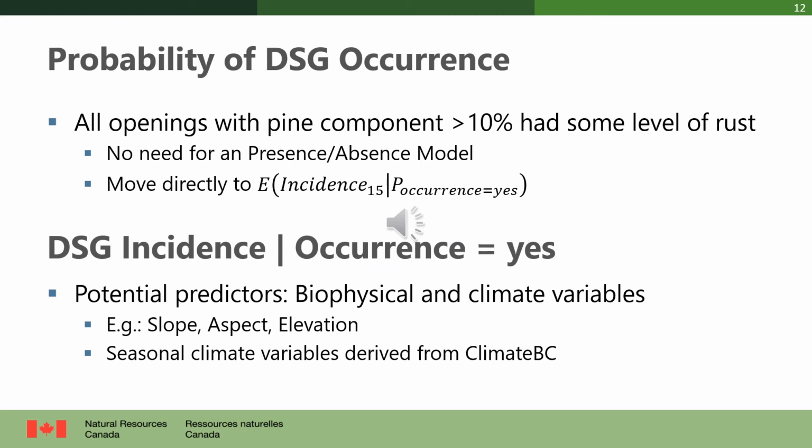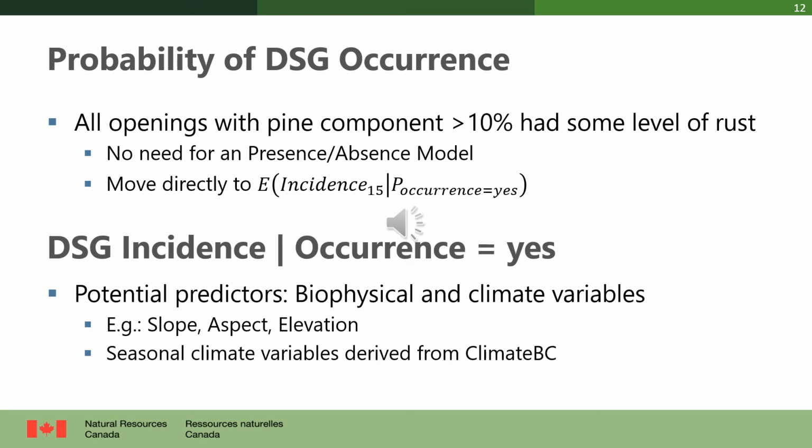So it turned out, after examining data from the Mackenzie TSA, that any opening that had a pine component that exceeded 10% had at least some level of rust. Since this was a rather simple filter to apply, there was no need to develop a presence-absence model. This would have been, as you recall, the first part of the hurdle model. Nevertheless, I wanted to present this as an option here, as it may be useful when developing similar models for other timber supply areas.